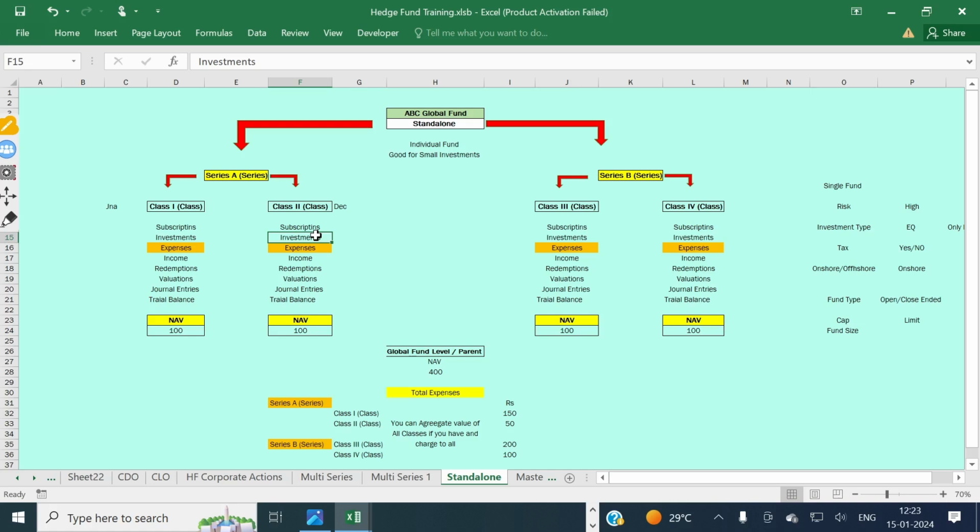Are you getting my point? So in that way, it will be ensured that everything has been fairly allocated.